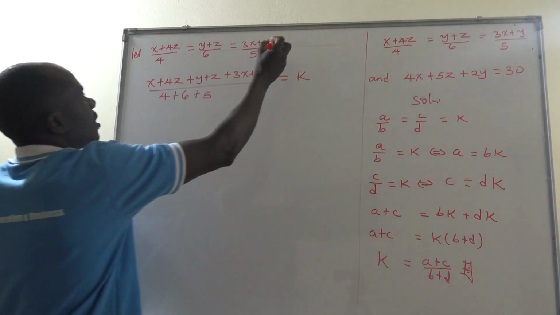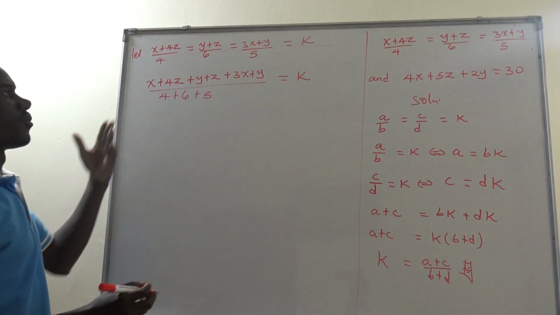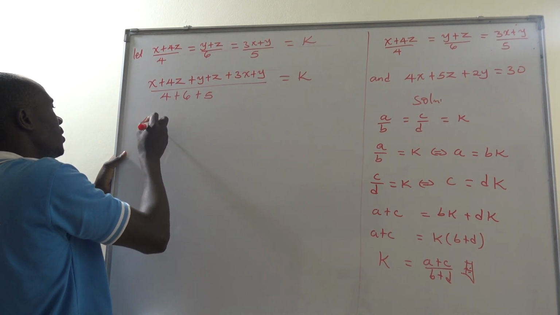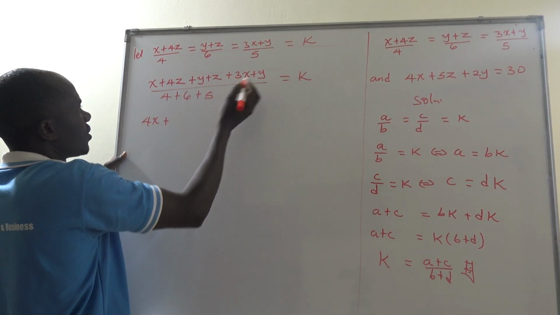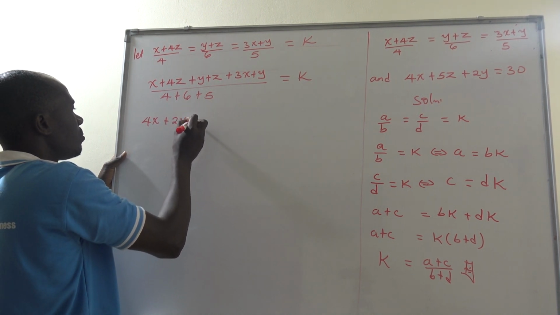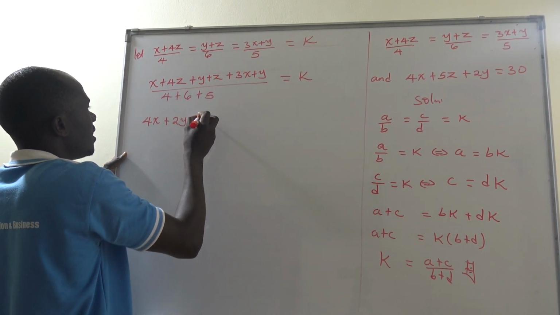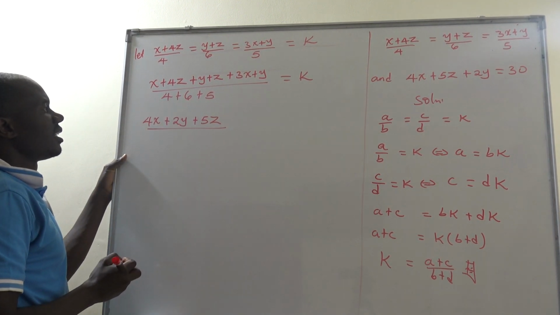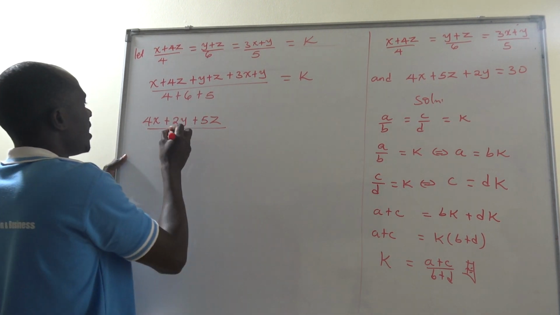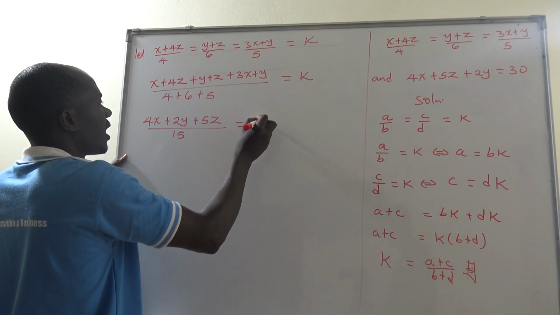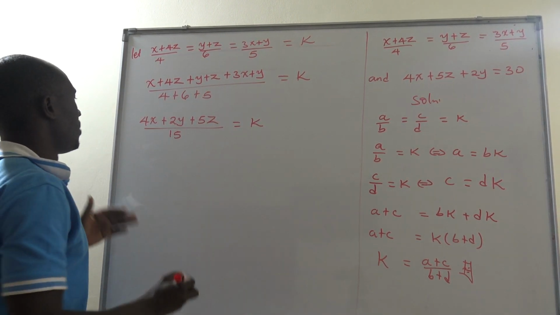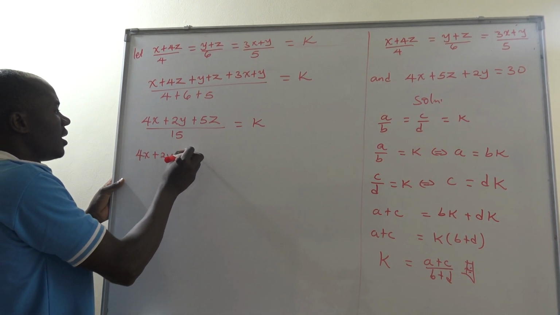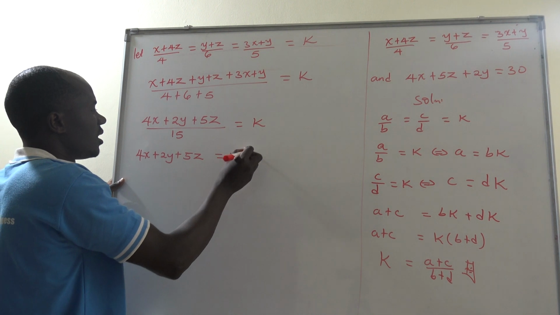That's why I said let those ones, you can even still put it and say equals k. So from there, correct like terms: x plus 3x, you are coming out with 4x; plus y plus y, you are getting 2y; plus 4z plus z, you are getting 5z; out of 4 plus 6, you are getting a 10. Then 10 plus that, we are getting 15 equals k. Then we are free to cross multiply. We are getting 4x plus 2y plus 5z equals 15k.